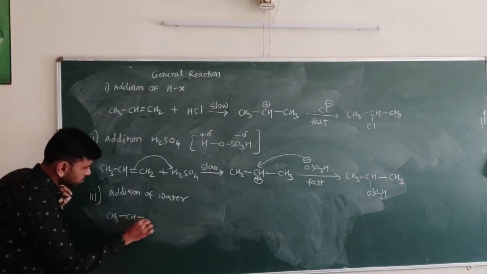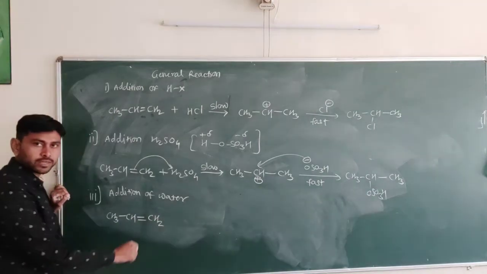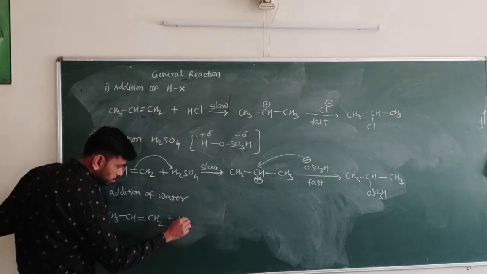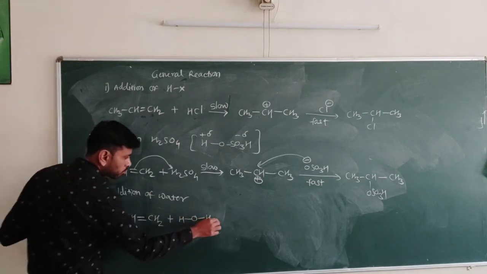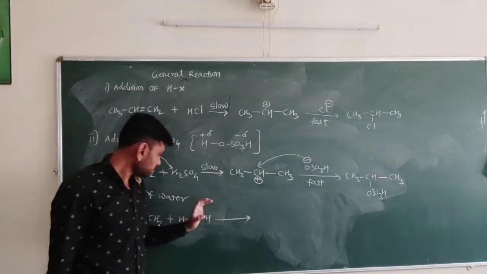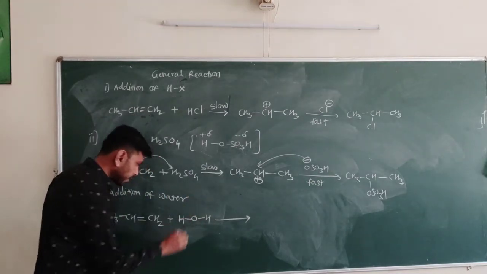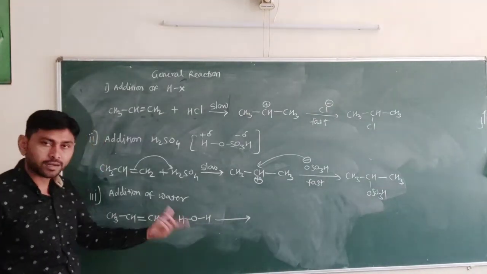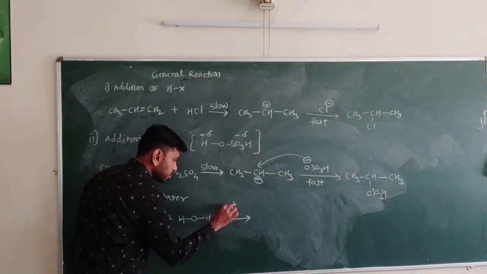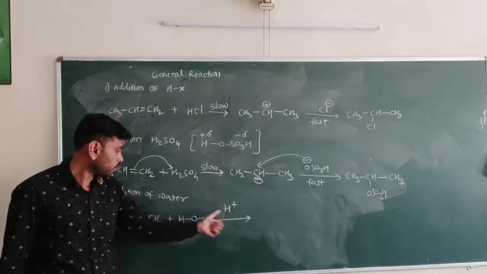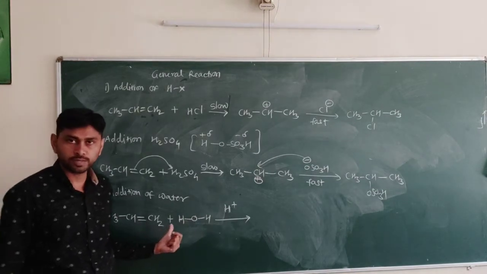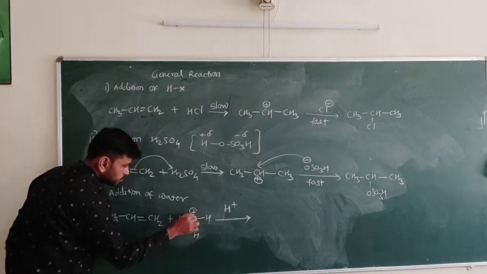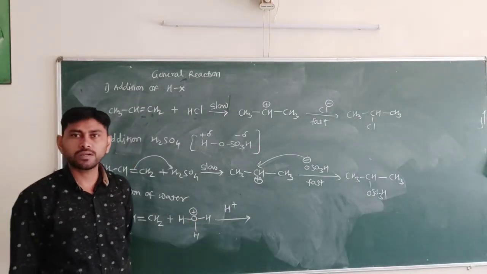Okay, so addition of water, CH3 CH double bond CH2, simple unsaturated system. When we add water to this unsaturated system, addition of water not only takes place by just simply adding water, it requires some acidic reagent. So acidic reagent is required for addition of water to an unsaturated system. When we add this acidic reagent, it adds here and we get such type of species. We call it hydronium ion.